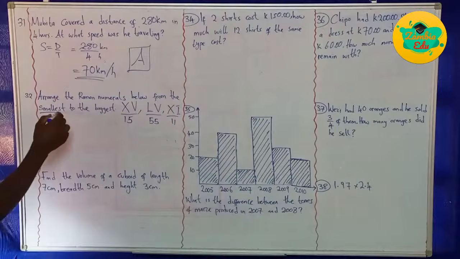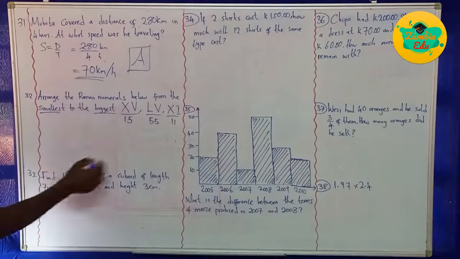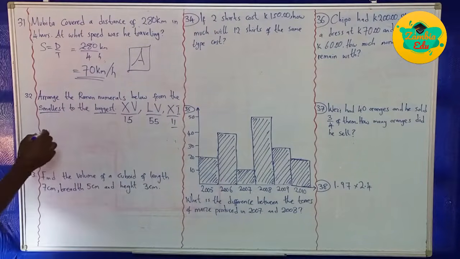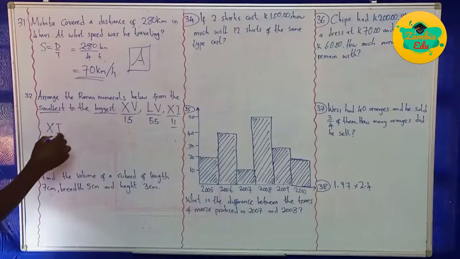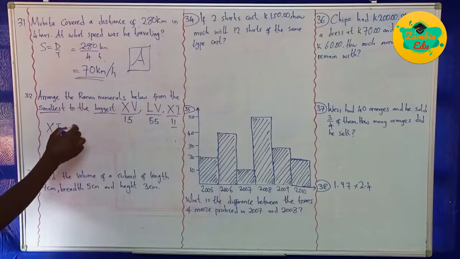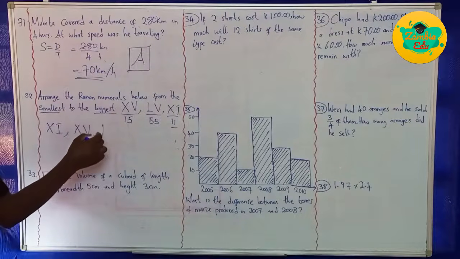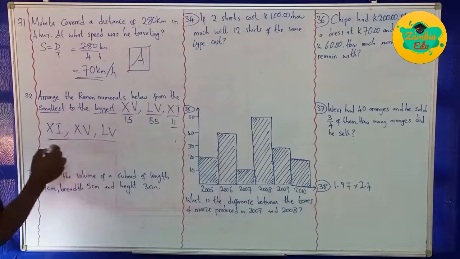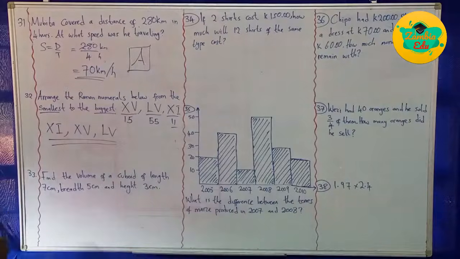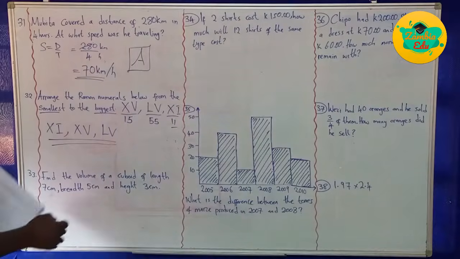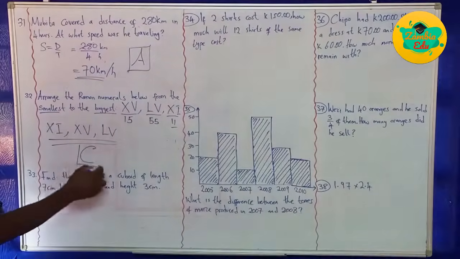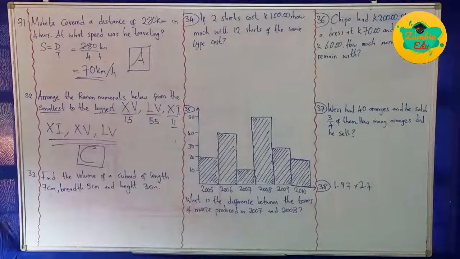So arrange from smallest to biggest. So smallest is that. So we'll say comma, and that becomes our answer from smallest to biggest, and that answer was represented on option C. That was option C. That becomes our answer.